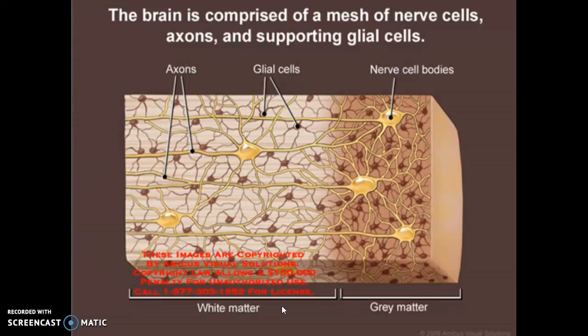Here with your anatomy video about the brain tissue, and let's get started. So the brain, what are its functions? It is going to regulate and control the body functions. It is made up of axons, glial cells, and nerve cell bodies, three main parts.